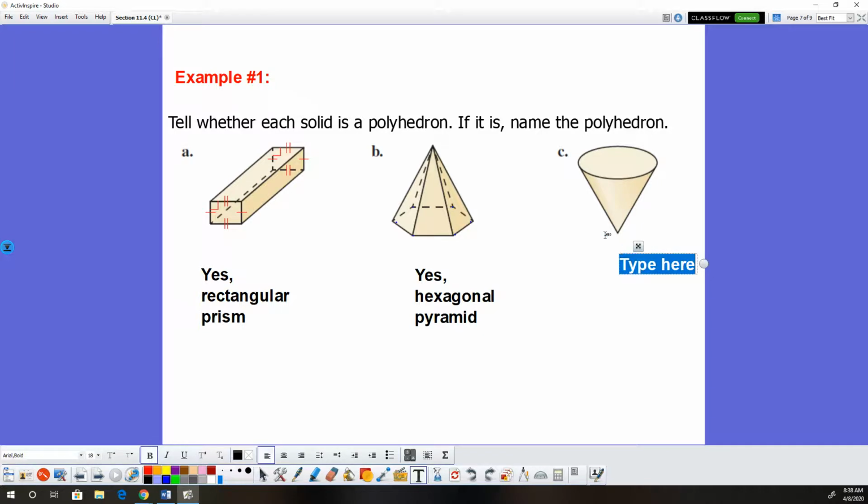This here is not a polyhedron, and the reason it's not a polyhedron is because we have a circle up top. But if we still wanted to name it, I said we don't have to. This is just a cone. You don't have to write circular cone because all cones have a circle as their base.